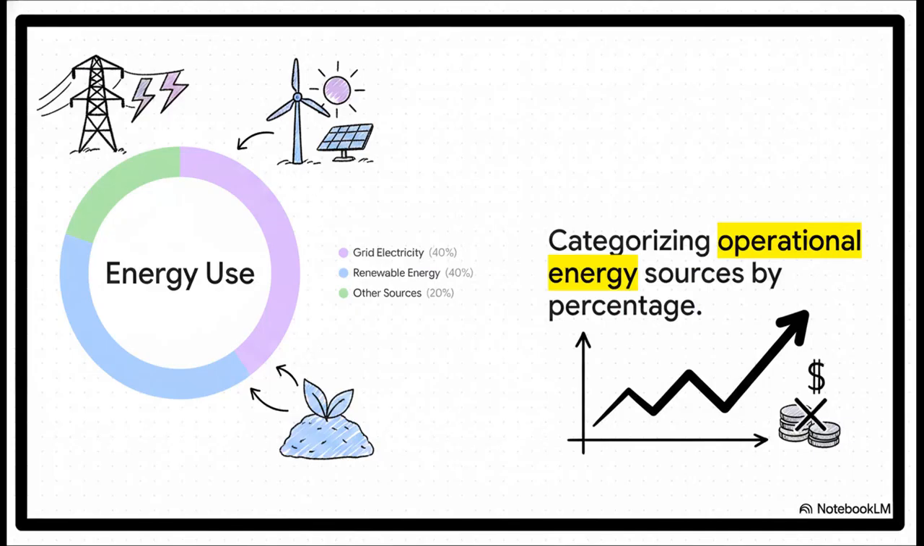And to manage those emissions, these companies have to categorize their total operational energy in gigajoules. They need to break down the exact percentage of power coming from the traditional electrical grid versus renewables like wind, solar, or certified biomass. This kind of transparency is a real game changer because it instantly shows if a company is vulnerable to wild grid electricity prices or if they're actually transitioning to renewables to protect their long-term operating costs.